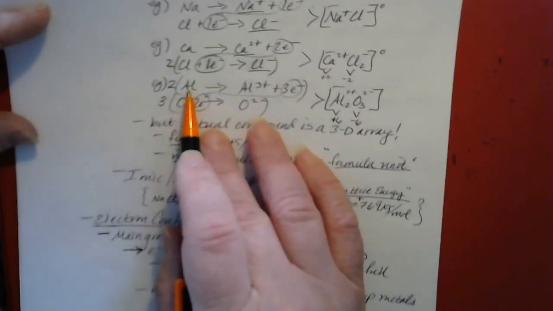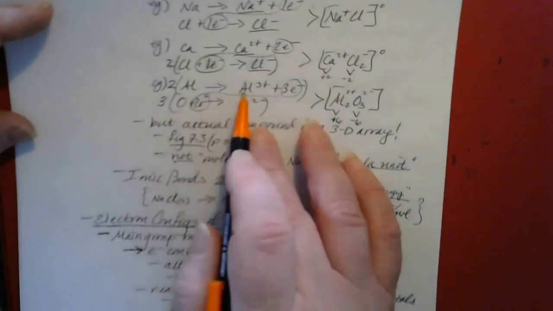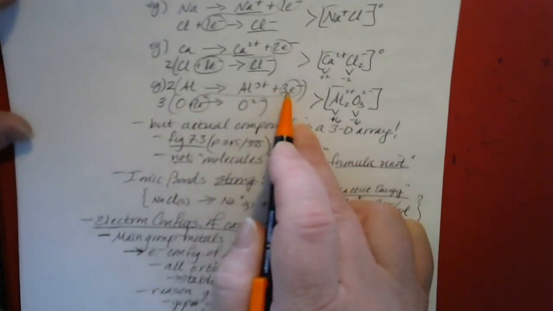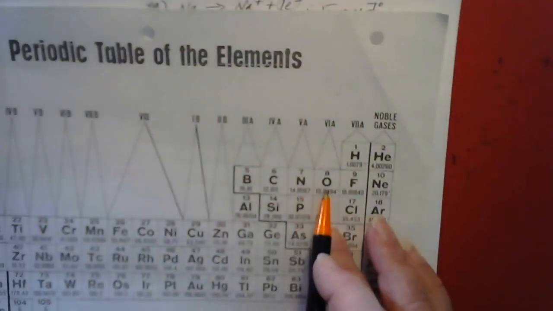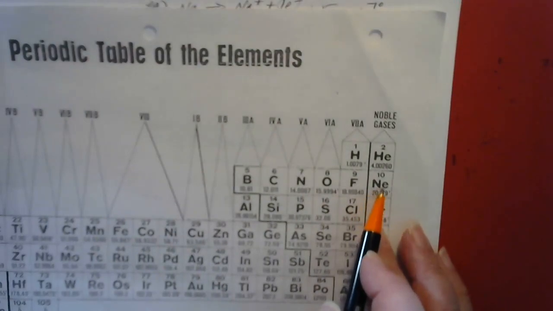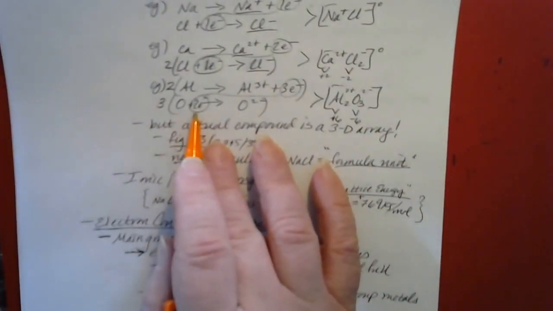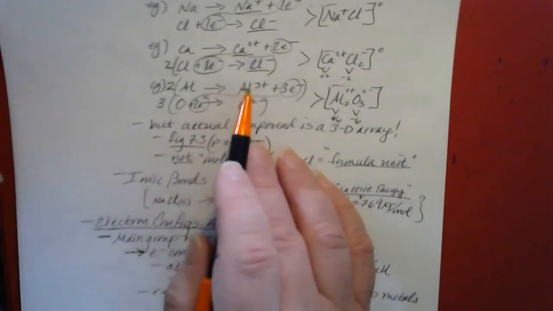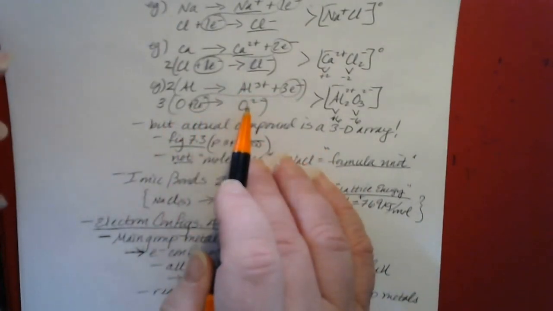Something really fun like aluminum oxide, you've got aluminum, which will lose all 3 of its valence electrons to become Al +3 and release 3 electrons. Oxygen, though, needs to gain only 2 electrons to reach a noble gas configuration. So each oxygen will take in 2 electrons to become the oxide ion, O2 minus. And we've got a mismatch here. We've got Al +3 and O2 minus.